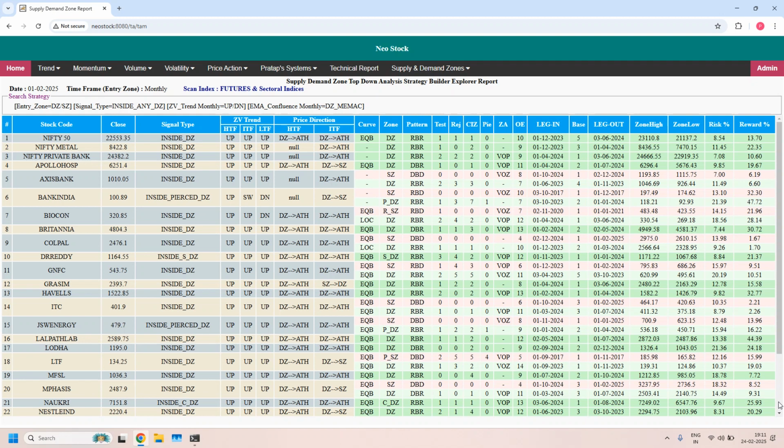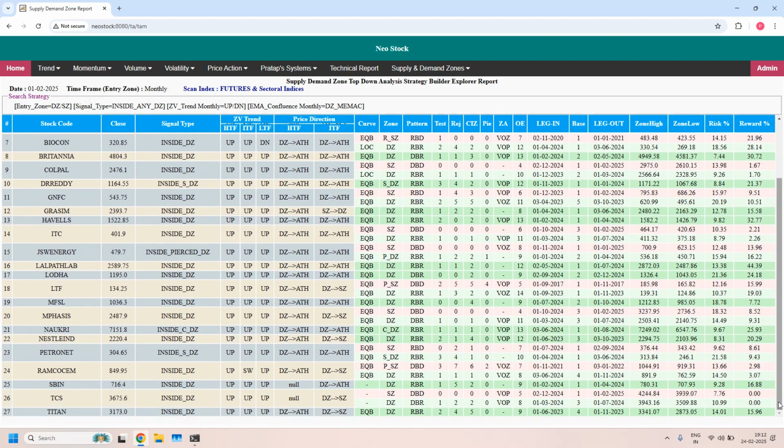Nifty 50 is also having a monthly demand zone having monthly EMA confluence. This we already discussed in the January 14th video itself. We have the Nifty monthly demand zone analysis video. Okay, I am scrolling the list down. So total 27 stocks are filtered.